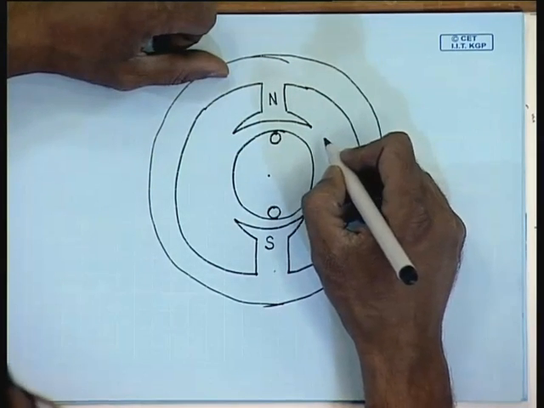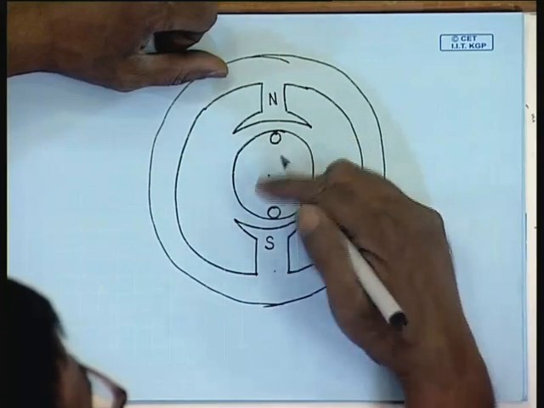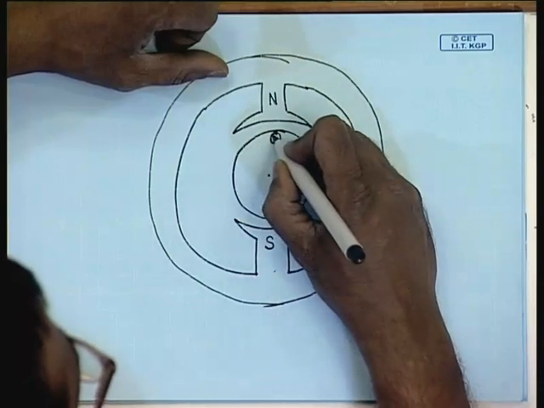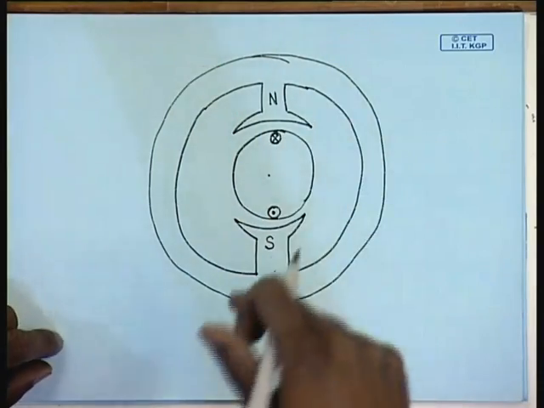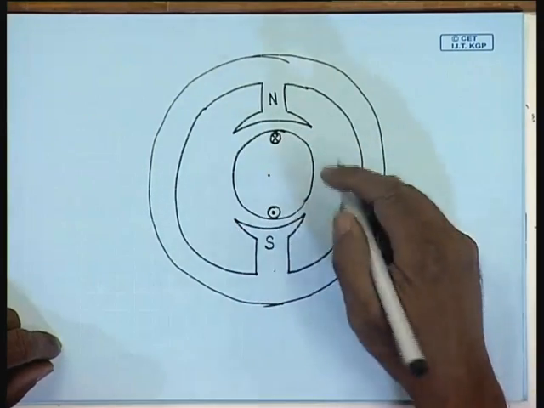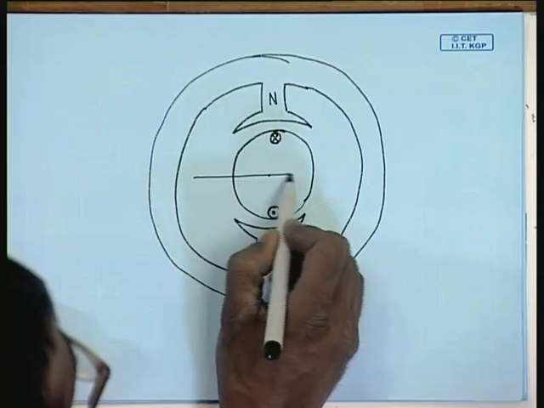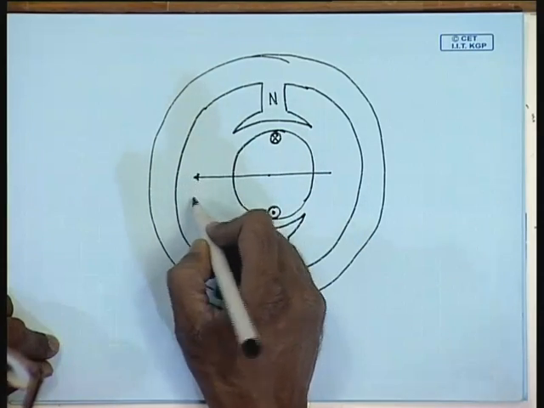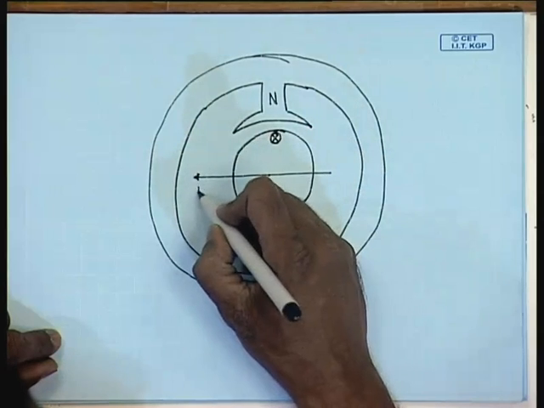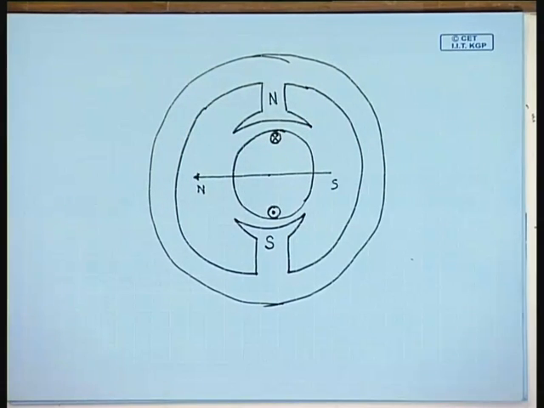Now, if the current polarity is in this direction, that is current is entering through this and coming out through this terminal, then it will produce a north pole in this. It will produce flux lines in this direction, that is, this will be an equivalent north pole, this will be an equivalent south pole.